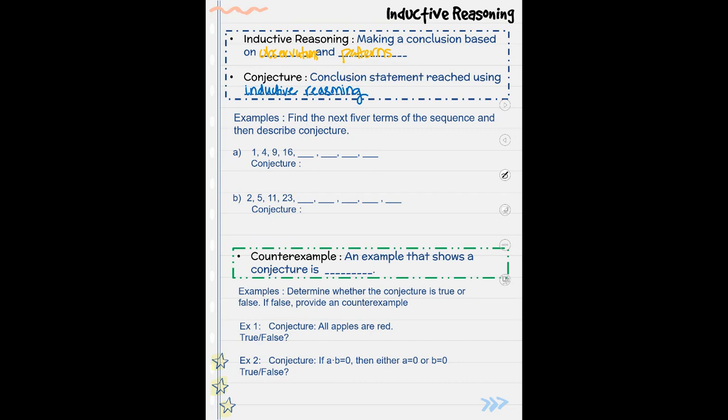1 is the square of 1. 4 is the square of 2. 9 is the square of 3. 16 is the square of 4. So what's the square of 5? 25. What's the square of 6? 36. What's the square of 7? 49. And what's the square of 8? 64. So our conjecture is each term is a square.